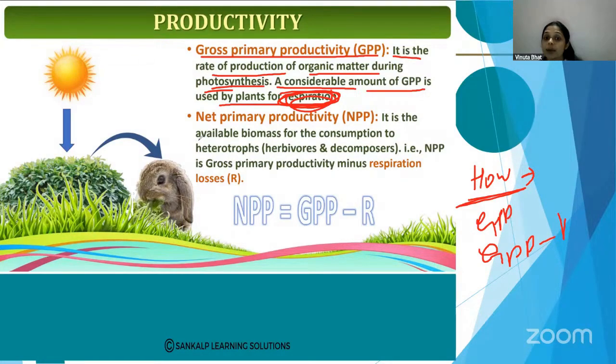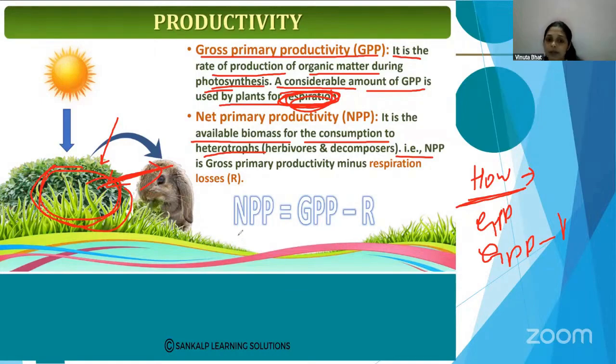What is net primary productivity? It is the available biomass for consumption by the heterotrophs. You know that, heterotrophs means herbivores and carnivores, they consume the plants and the predators, right? So the amount of biomass that is available for the herbivores or decomposers is called the net primary productivity.